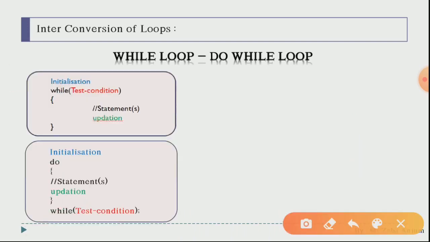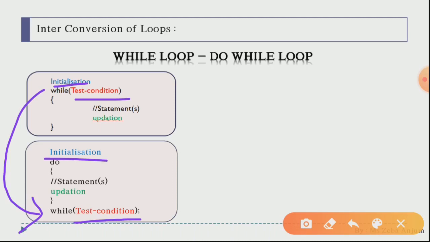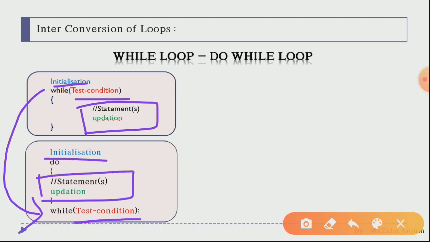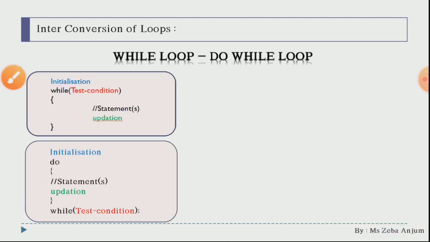See over here, the first one is initialization. Here you have the while statement, and within while we have the test condition. But in do while, the while comes at the last, and over here with while we have the test condition. Regarding this middle portion, statement and updation, both are the same. Now let us see our example.